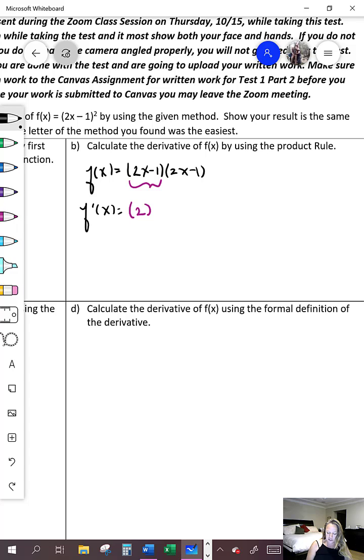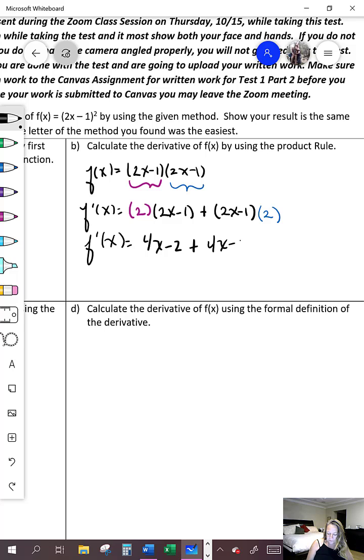All times the second function, which is 2x minus 1, plus the first function, which is 2x minus 1, times the derivative of our second function. And our derivative of our second function, which is 2x minus 1, the derivative of 2x is 2, derivative of our constant is 0. So let's distribute and combine like terms. So we have our derivative of f of x is equal to 4x minus 2 plus, distribute our 2 here, we get 4x minus 2. Combine like terms, we get our derivative is equal to 8x minus 4.